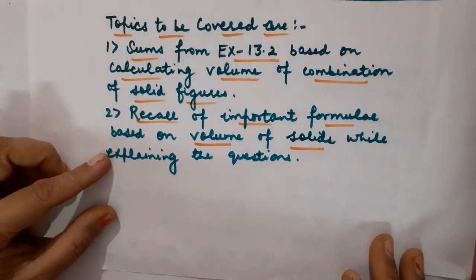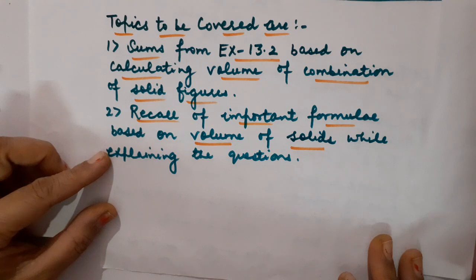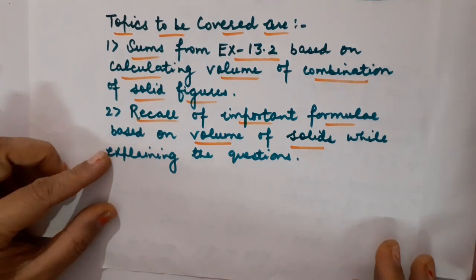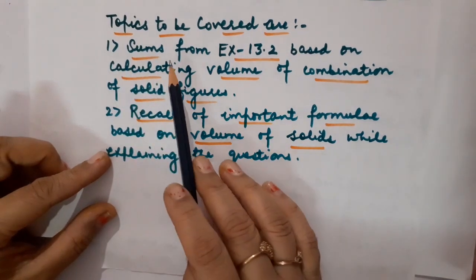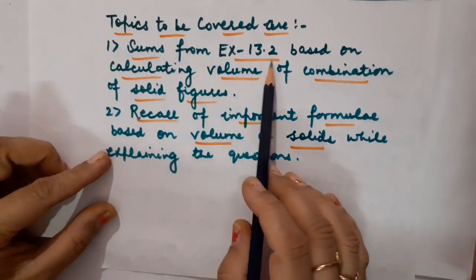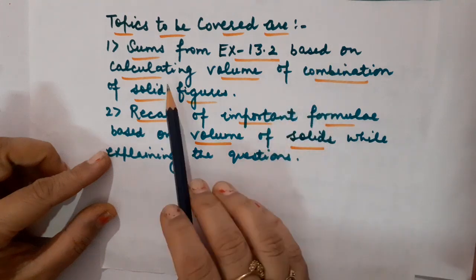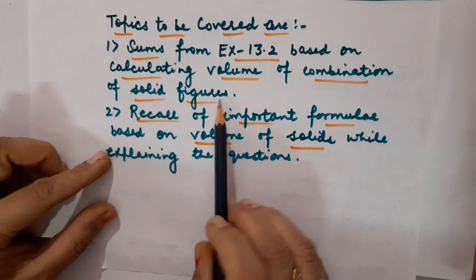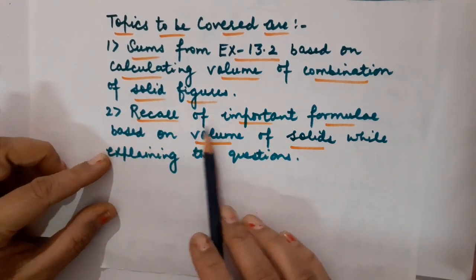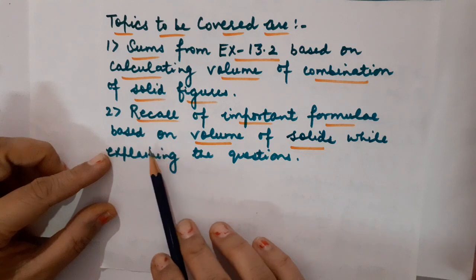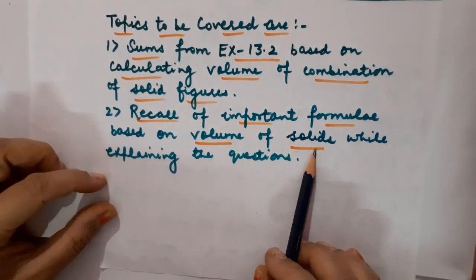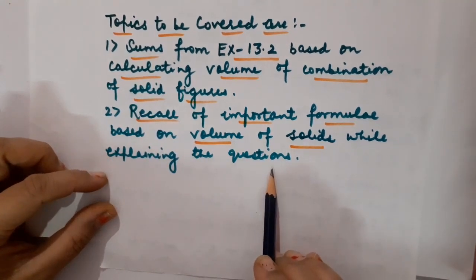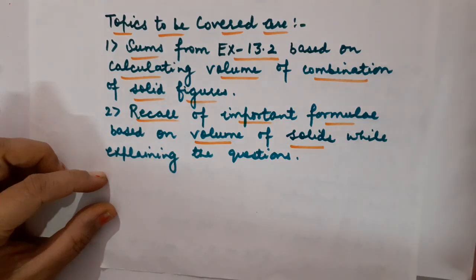So children, the topics which I am going to cover in today's lecture number 3 of chapter number 13, surface area and volume, are these: I will continue with the sums from exercise 13.2, which are based on calculating volume of combination of solid figures. Along with it, I will make you recall the important formulae based on volume of solids while explaining a variety of questions. Clear? So children, let us start today's class.